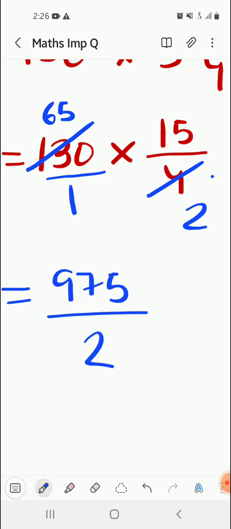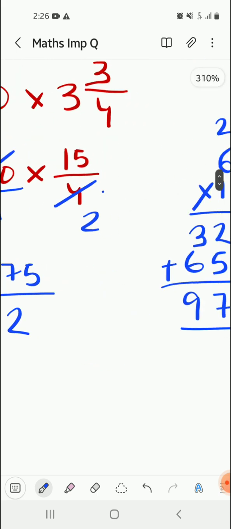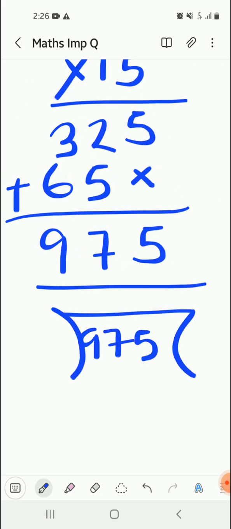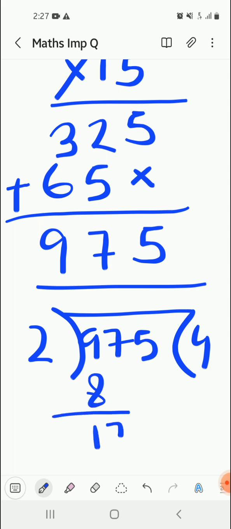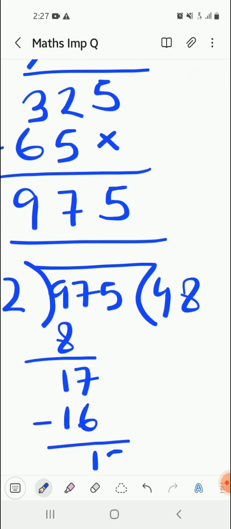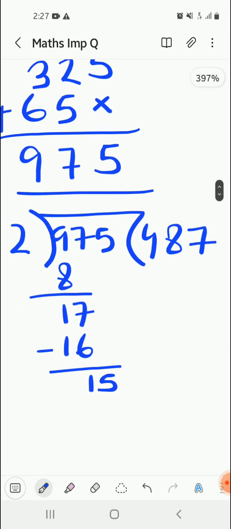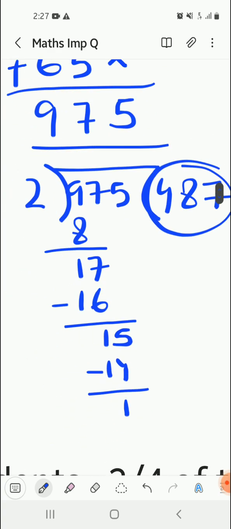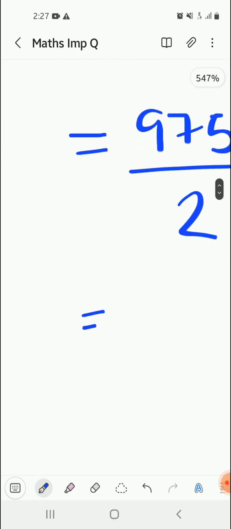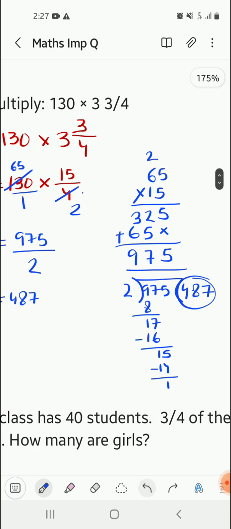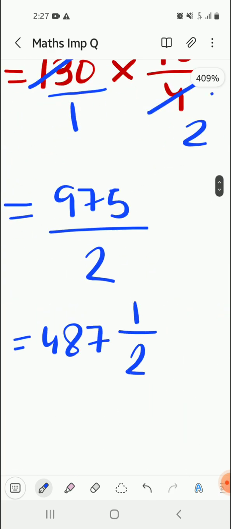Again convert this number into a mixed fraction. So 975 divided by 2. So it's 2 into 4, 8. 1, 17. 2 into 8, 16. 1, 15. 2 into 7, 14. 1. So 487 becomes my whole number. The remainder 1 becomes my numerator and the denominator is 2.